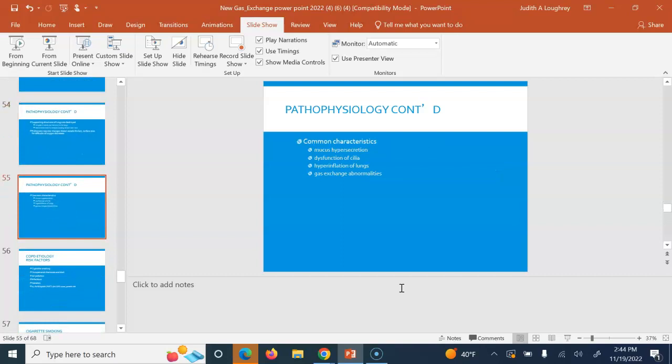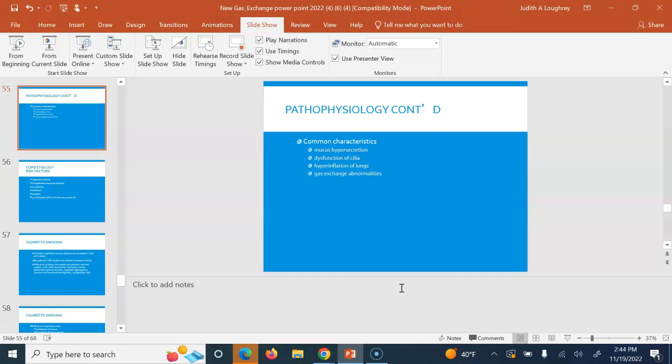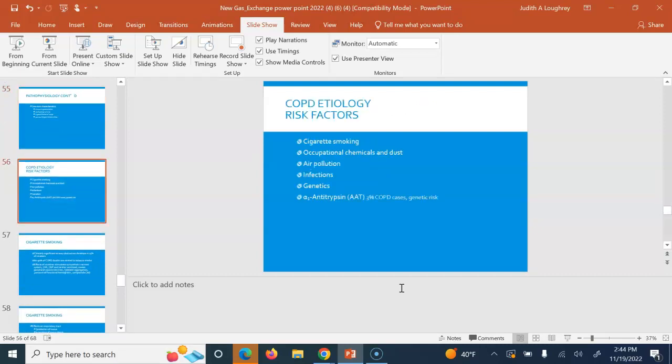Common characteristics: mucus hypersecretion, dysfunction of the cilia, hyperinflation of the lungs, and of course, gas exchange abnormalities. You will have retention of CO2 because they are having problems getting air out. So they're having air trapping. What are the risk factors?